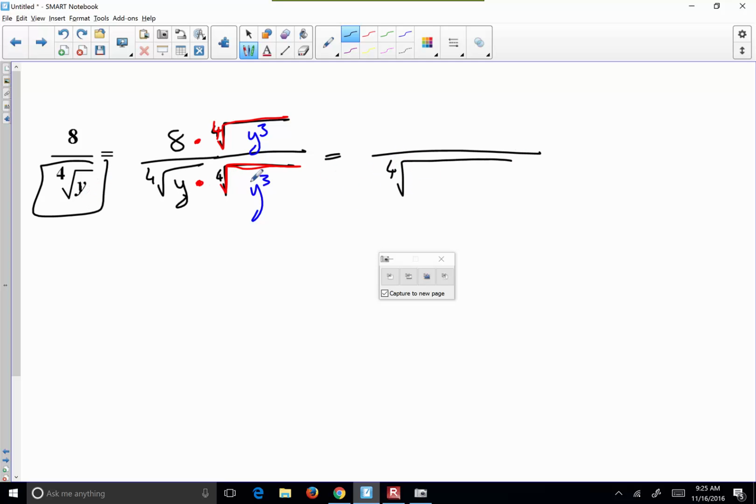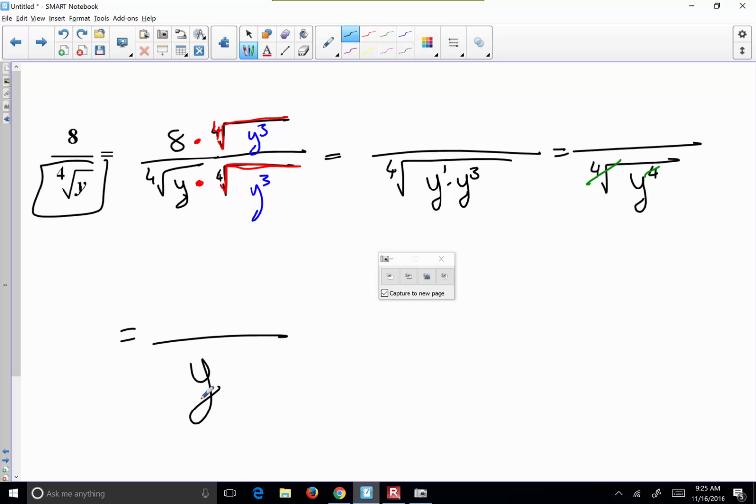When I join these radicals, y and y cubed becomes, how many y's do you have now? 1 here, triple more, 4 of them. And if you have 4 and the radical wants 4, they cancel each other, and you will have only y set free, clear of everything.